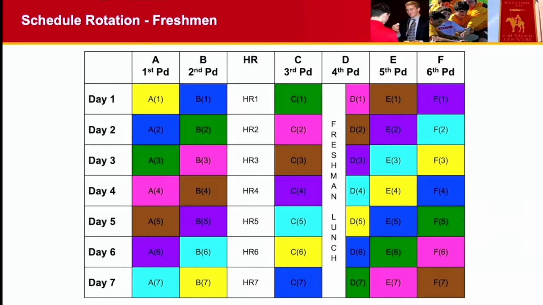So we have a 7-day cycle. Every class meets 6 days at 6 different times, as noted by this schedule. All freshmen eat during the first half of 4th period. So there's 2 pieces to 4th period. The first part is a 30-minute lunch period. Then the second part is when the freshmen would attend their 4th period class.